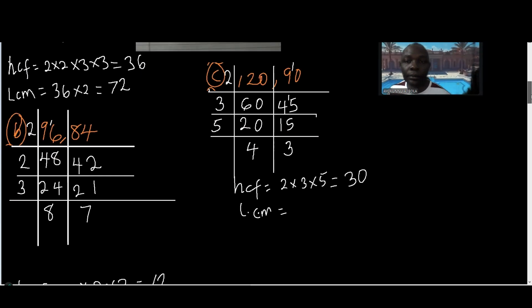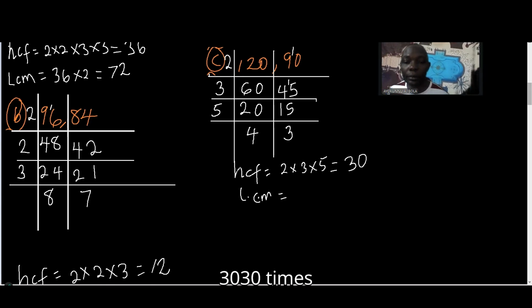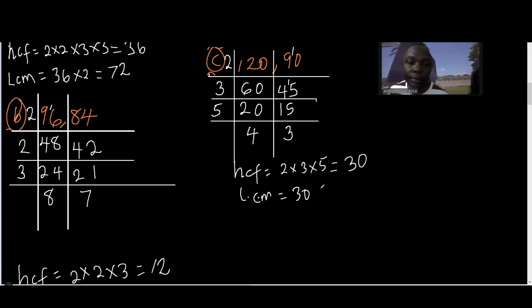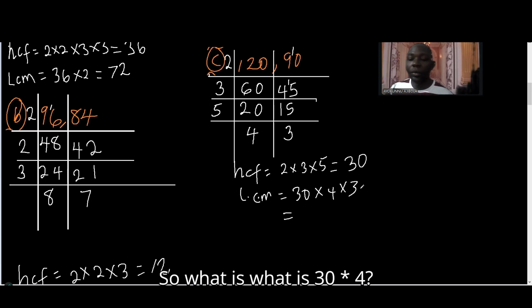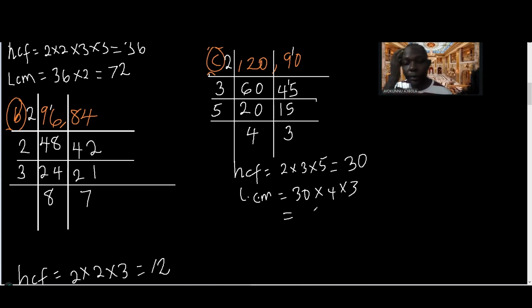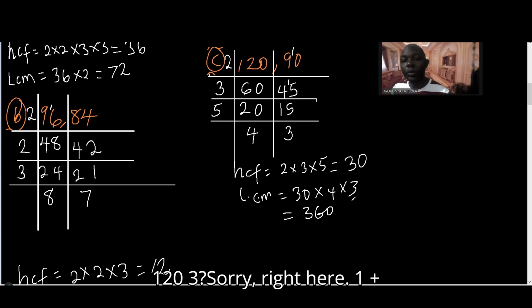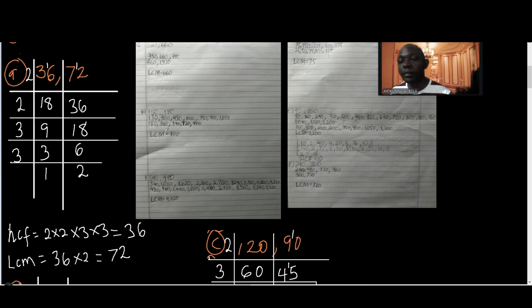You should do 30 times 4, so times 3. What is 30 times 4? 120. What is 120 times 3? Sorry, I couldn't hear. 120 times 3.